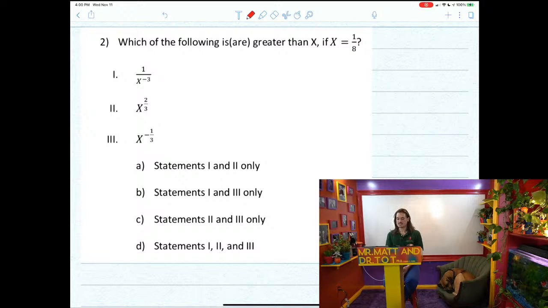Answer selection A is statements 1 and 2 only. B is statements 1 and 3 only. C is statements 2 and 3 only. And D is statements 1, 2, and 3. I'll give you 3 minutes and then we'll go through the solution.